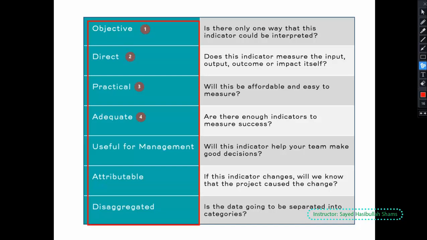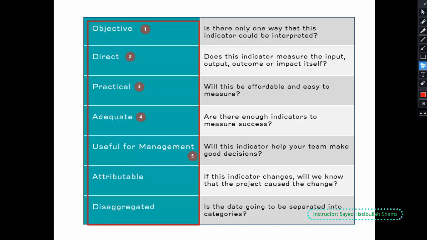Number 5, useful for management. It means that this indicator is useful for good decisions. Can the management take decisions by these indicators? If the indicator is not useful for management, we will omit it from our project, and we will replace it with other indicators that will be very useful for management.